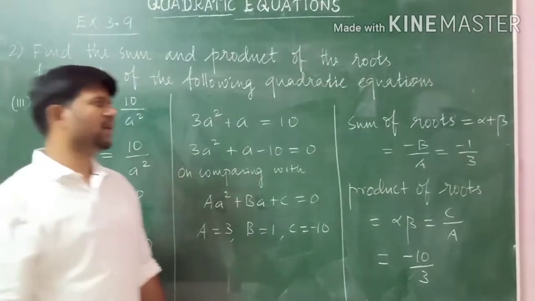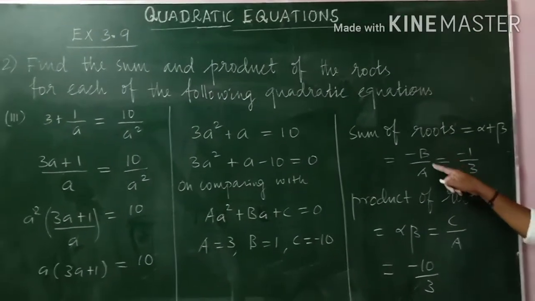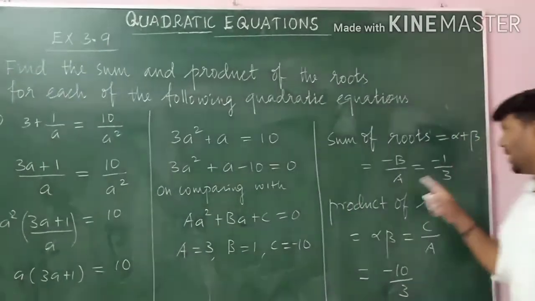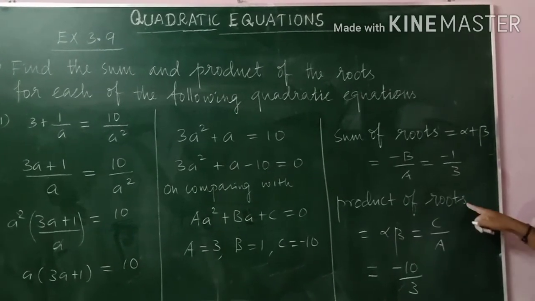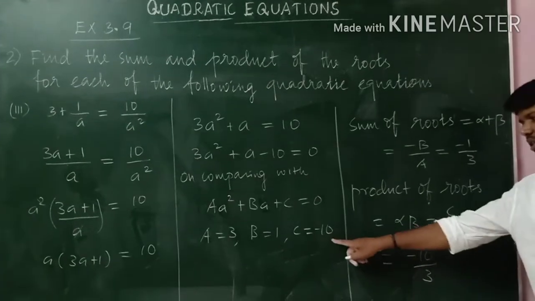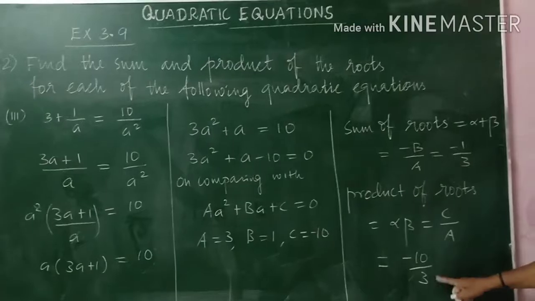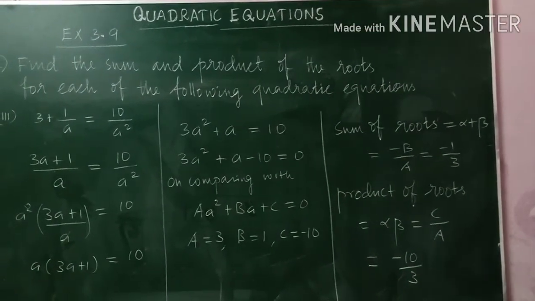Here the constant term c is minus 10. So we know that the sum of roots, alpha plus beta, equal to minus b by a. So minus b is 1, and a is 3. So minus 1 by 3. Product of roots, alpha into beta equal to c by a. The value of c is minus 10 and the value of a is 3. So the product of roots is minus 10 by 3 and the sum of roots is minus 1 by 3.